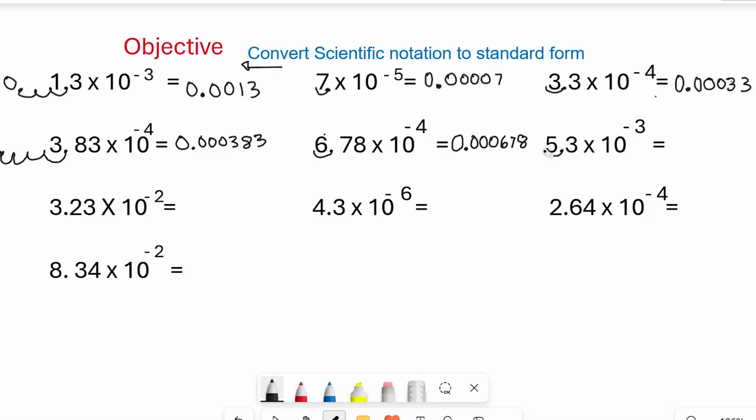So if we count 1 unit plus 2 more, that is going to give you 2 more zeros. The whole number is going to be 0. Then I'm going to write 1, 2, and 53. The decimal point was exactly between 5 and 3. And to get the answer, I have to move the decimal back 3 units. 1, 2, 3 units. So then this would be the answer in standard form.